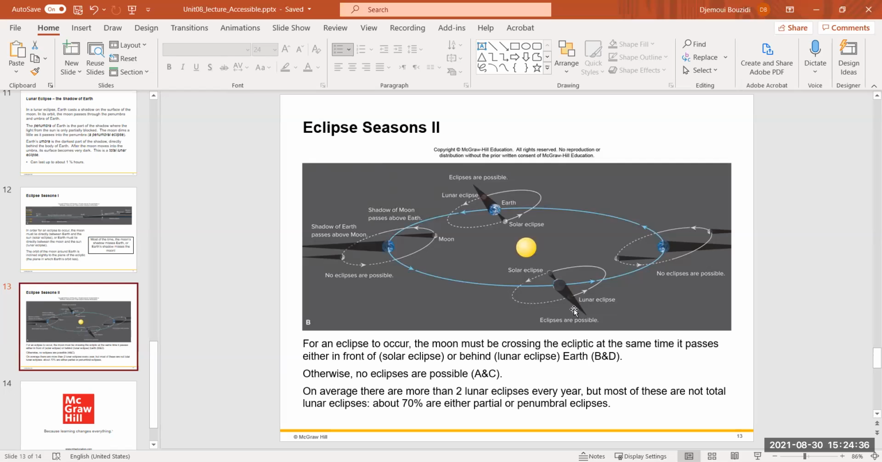But sometimes we will have that when actually the two planes cross each other: the ecliptic plane where the Earth is going around the sun, like most of the planets, and the plane around which the moon revolves around the Earth. Once they cross each other, that is when we see either a solar eclipse or a lunar eclipse.